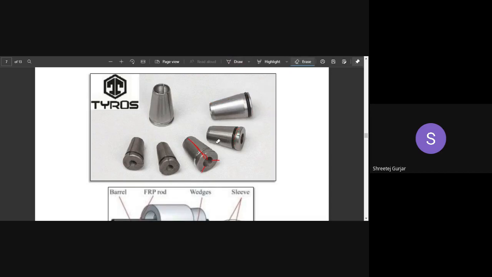You can see they are made of steel, and inside there are teeth. What those teeth will do is catch hold of your steel and not allow it to slip. This wedge can open and allow your steel to pass in one direction.